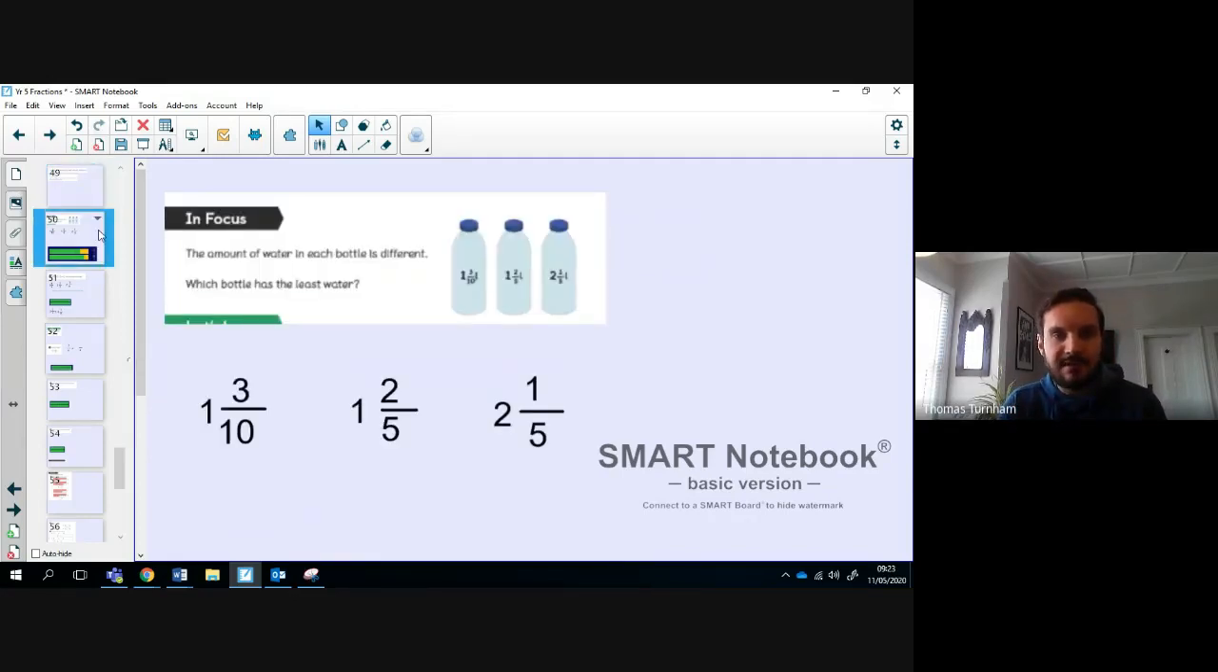the amount of water in each bottle is different. Which bottle has the least? You hopefully can read these bottle labels, but if not, I put it down here. It's 1 3/10 of a litre, 1 2/5 of a litre, 2 1/5 of a litre. So you might want to pause the video now. Which bottle has the least water?